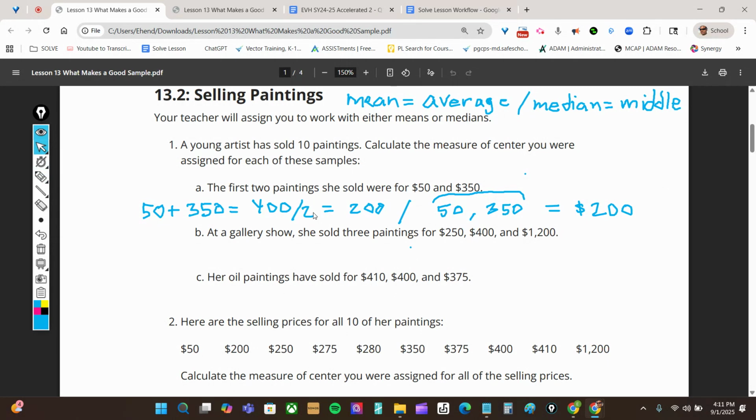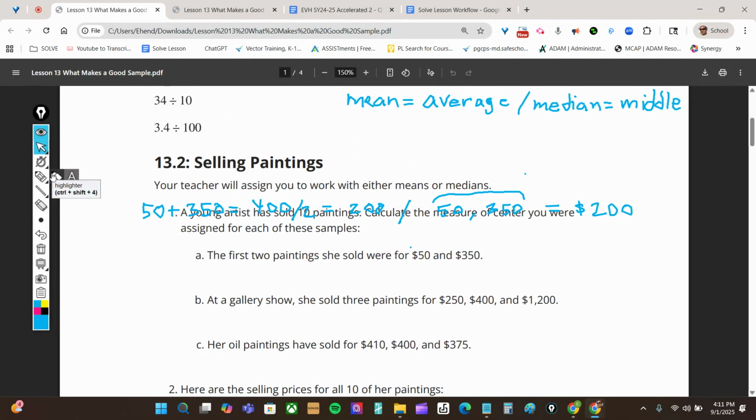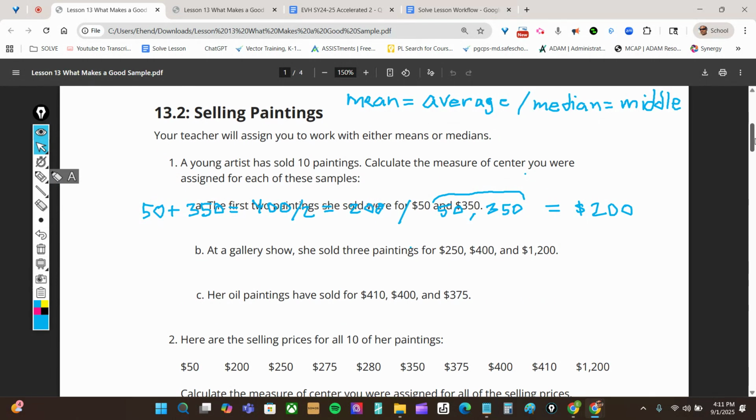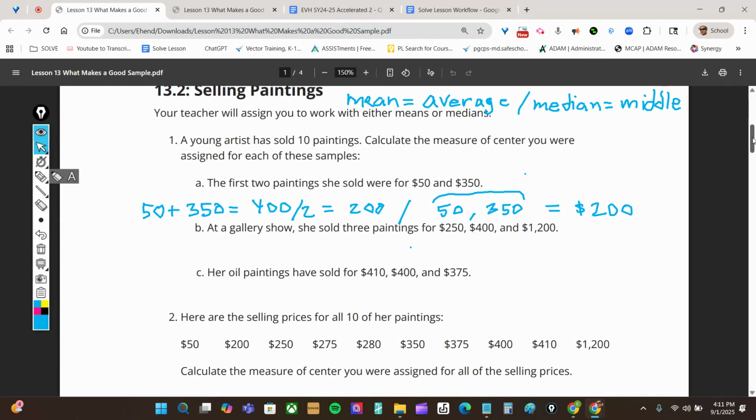All right, let's keep it moving. So basically, let's go here. All right, so the means are going to be on this side, and the medians are going to be on this side. Okay, the medians.